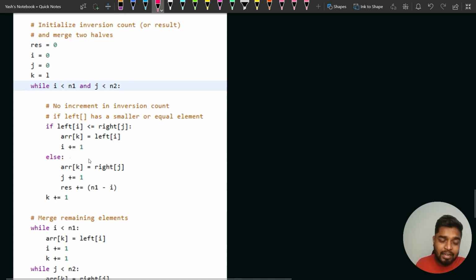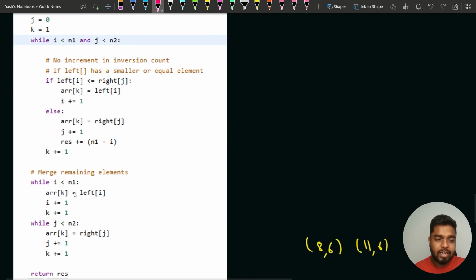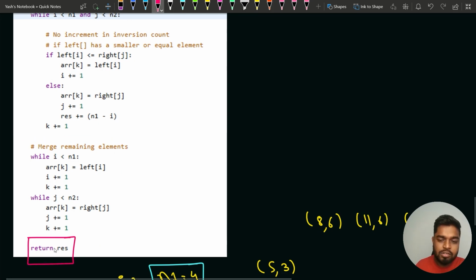But if the left element is greater than the right element, then this should be counted as an inversion. So we should count the number of inversion pairs as n1 minus i here. That is what I have explained. And we keep on moving our j pointer and k pointer respectively. Now, whatever remaining elements are there in either the first array or the second array, we merge them also. Then at the end we return the merged array, which is overall sorted here.